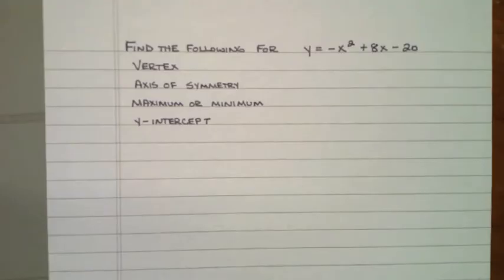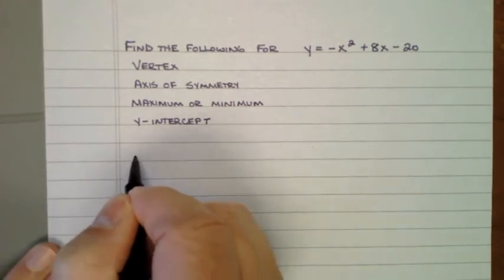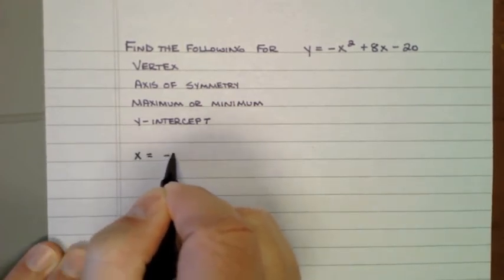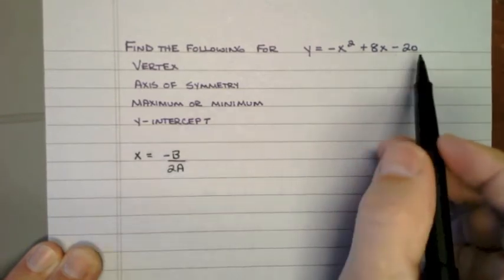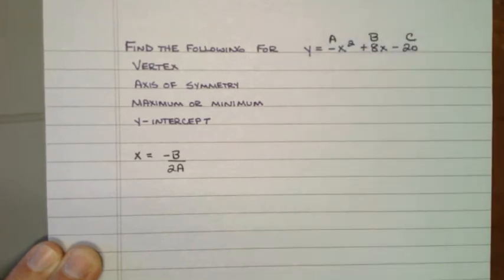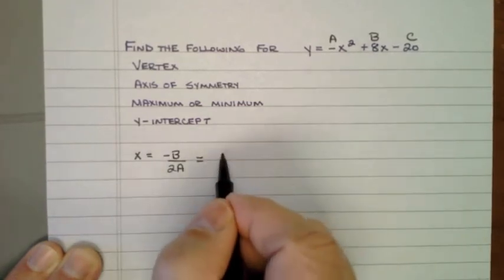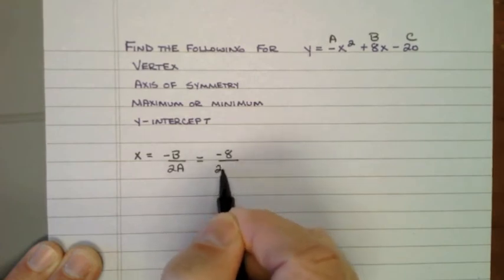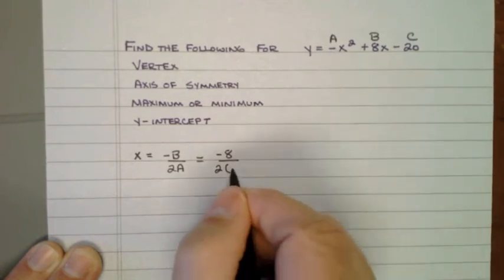So let's do another example where I find the vertex, the axis of symmetry, the maximum or minimum, and the y-intercept. So the first thing I'm going to find is the vertex. To find the vertex, or the x-coordinate of the vertex, I need to use this formula right here. I'll look at my equation. This is A, this is B, and this is C. I plug in the numbers. Negative B means the opposite of this. That's going to be negative 8. 2 times A. Remember, the number in front of this is a 1, and since there's a negative, that's going to be negative 1.